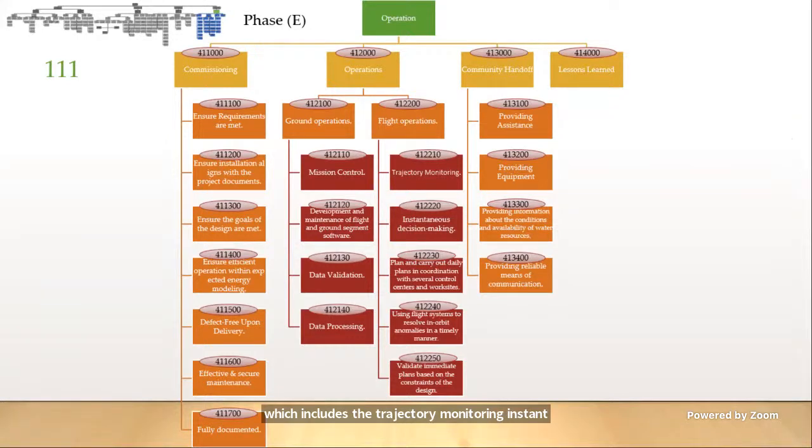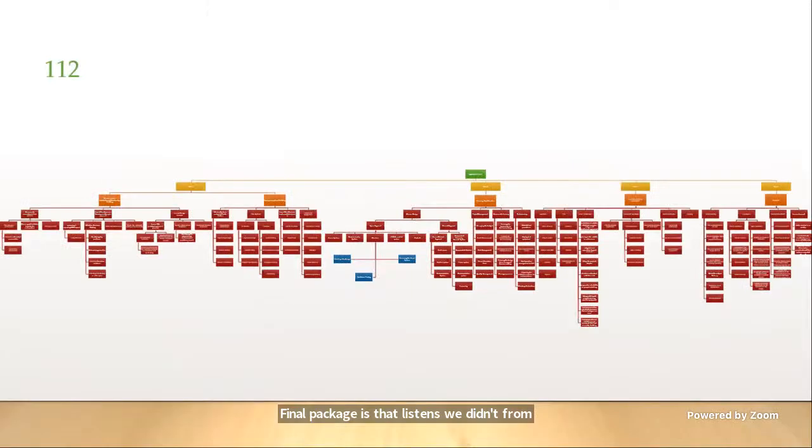Then the third task or package is community handoff. This includes providing assistance, equipment, information, and the means of communication. The final package is the lessons we learned from this mission. Next. And this is the whole work breakdown structure. As you can see, it's pretty complicated. Next.